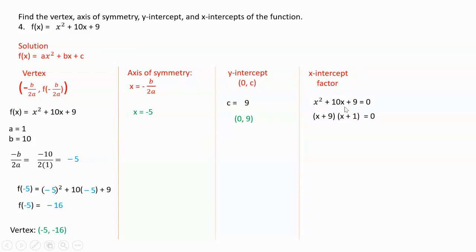But anyway, the sign of the constant tells me the signs are going to be the same, and the sign of the bx term tells me what they're going to be. They're both going to be positive. So we get the factors of 9. It'll be 9 times 1 and 3 times 3, and the sum must give us 10. That's why the factors are 9 and 1, which is x plus 9 and x plus 1. So we let them both equal 0. So we get x equals negative 9 and x equals negative 1. So this is how you find the vertex, axis of symmetry, y-intercept, and the x-intercepts.